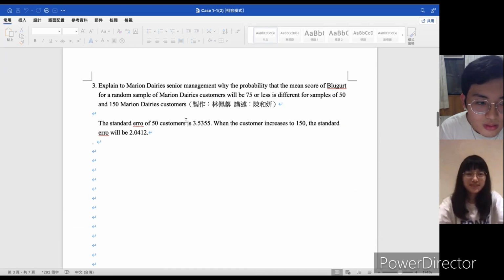And now question number 3. Because the populations are different, the value of the standard error and the z-score will be different from each other. So the probability will be different.